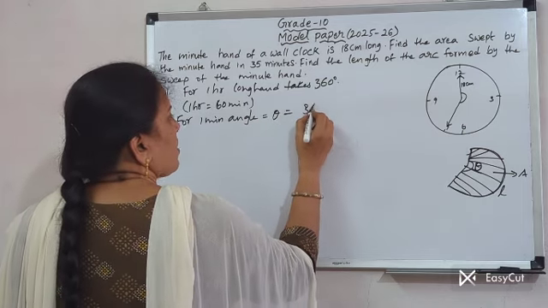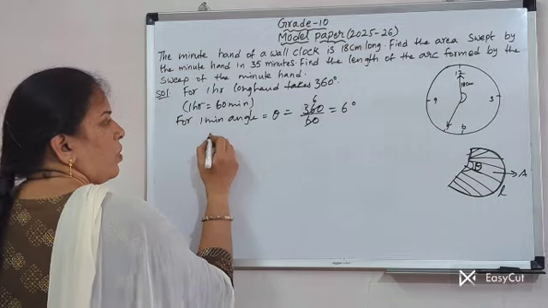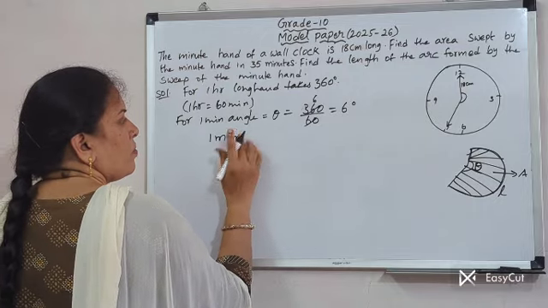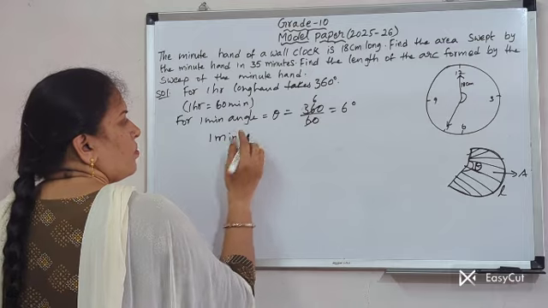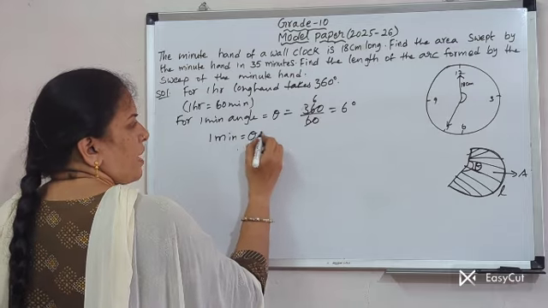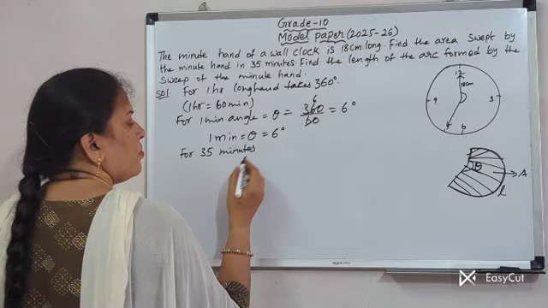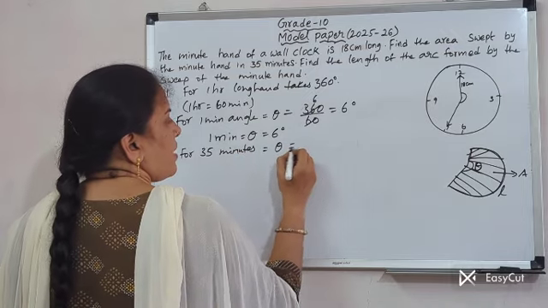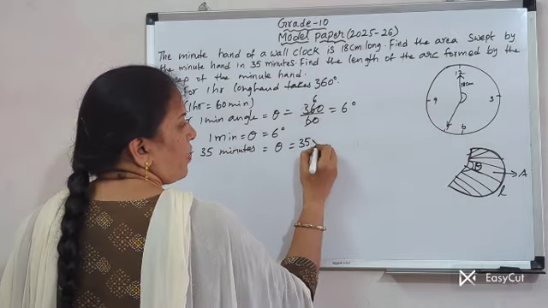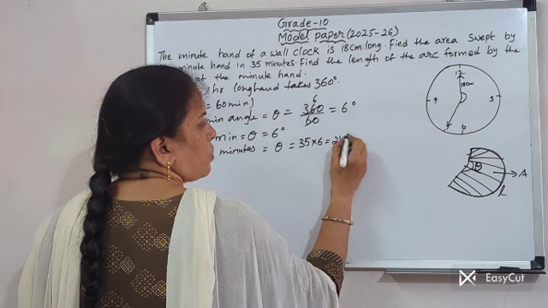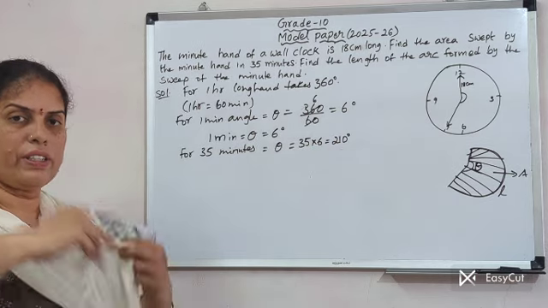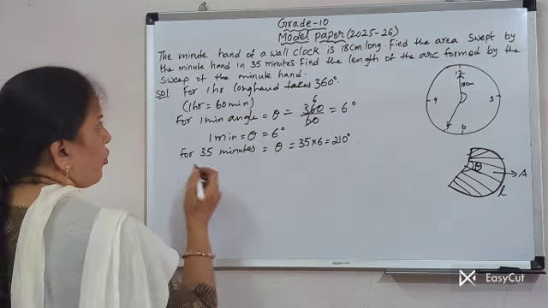(360/60) is equal to 6 degrees. For 1 minute, the angle means theta is equal to 6 degrees. For 35 minutes, theta is equal to 35 into 6, which is 210 degrees. We got theta. Now, what is the formula?